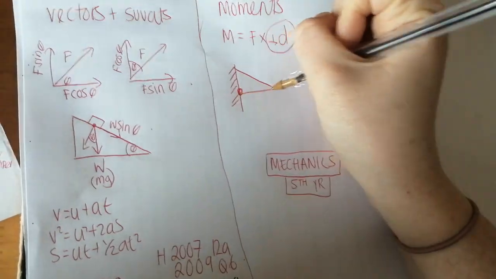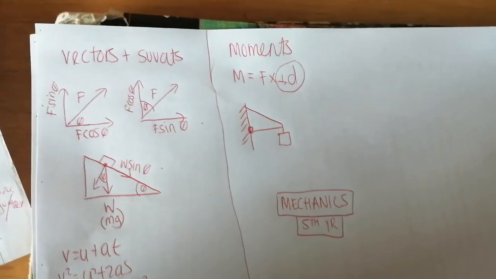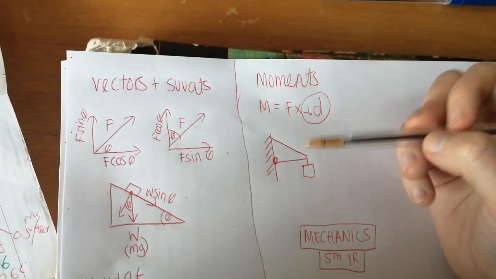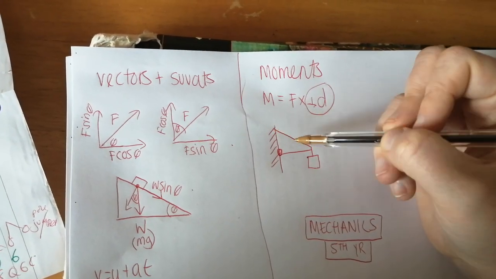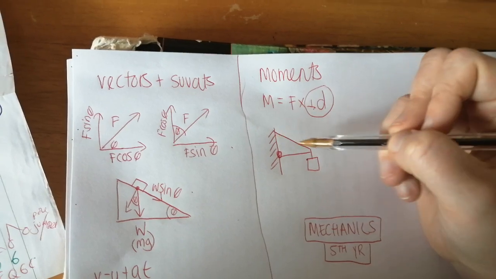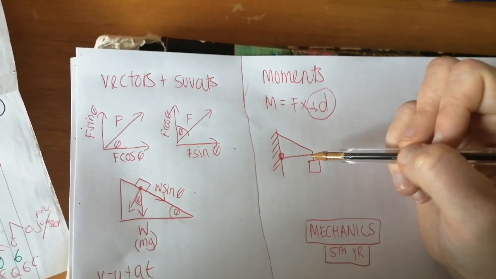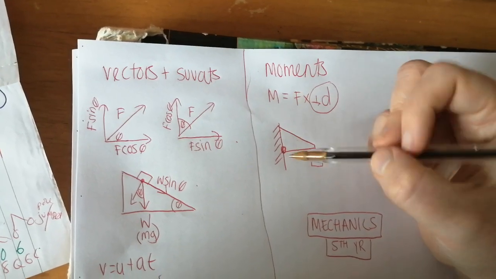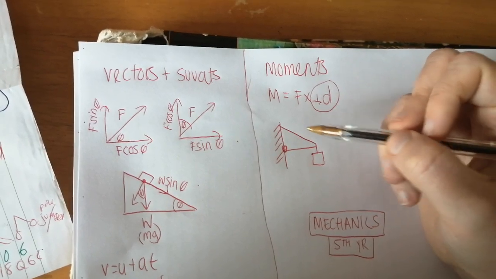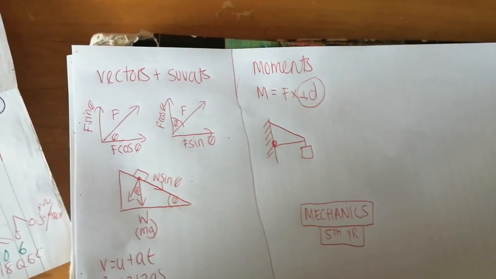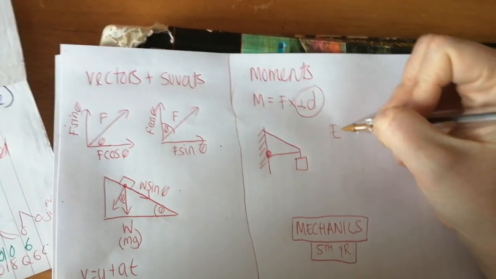So if I have a weight hanging off this here, the moment there will be tension in this string here. The moment of that force, that tension, would be the tension multiplied by this perpendicular distance there. Okay, so that will bring us on to what we need to talk about, which is equilibrium.